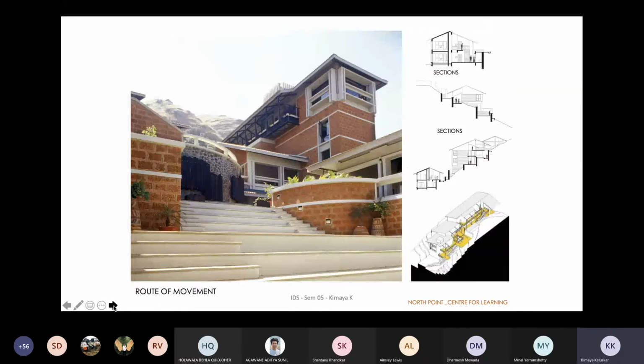This is the amphitheater, which becomes a very interesting spot because all these spaces open out into this courtyard. Because it's also an institutional space, it also has a lot of congregation spaces where students can hang out.